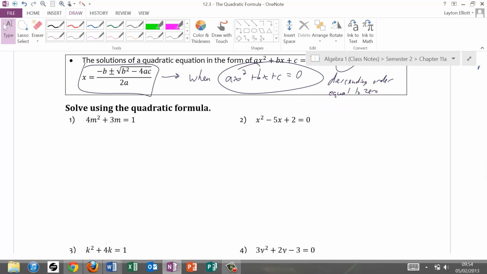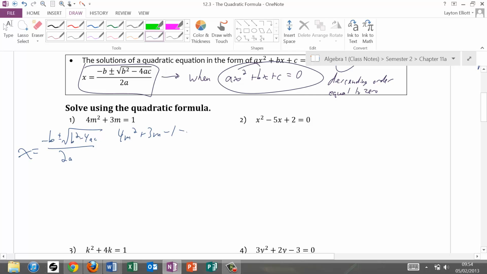So for our first problem, I want you to practice writing this. x equals opposite of b plus or minus square root of b squared minus 4ac all over 2a. We're going to practice writing this several times. And then the next thing is to take the equation and set it equal to 0: 4m squared plus 3m minus 1 equals 0.